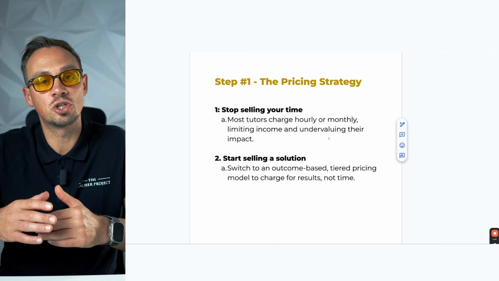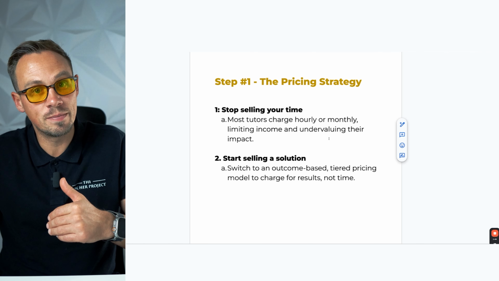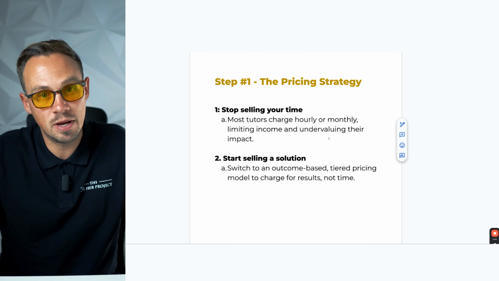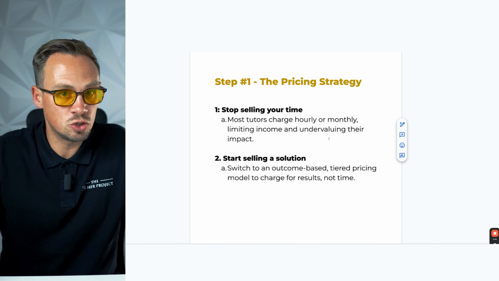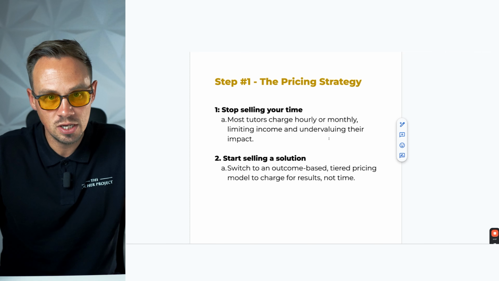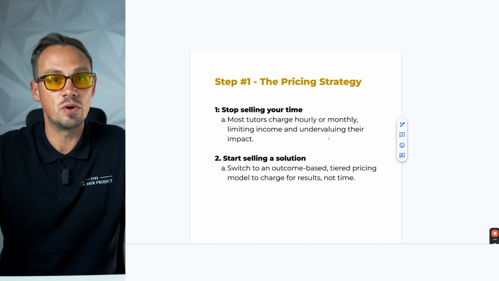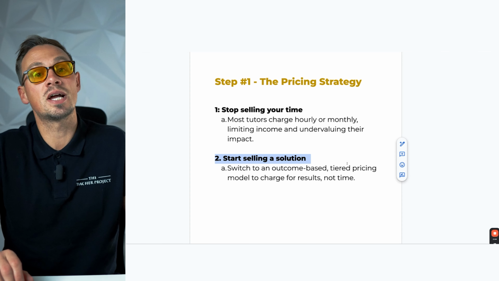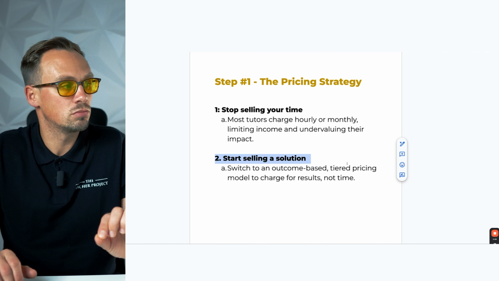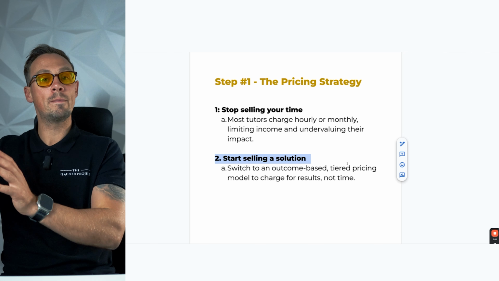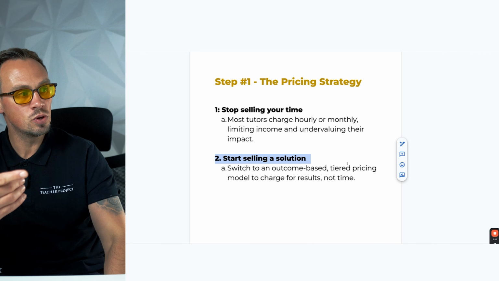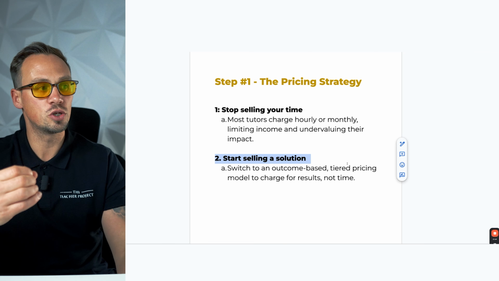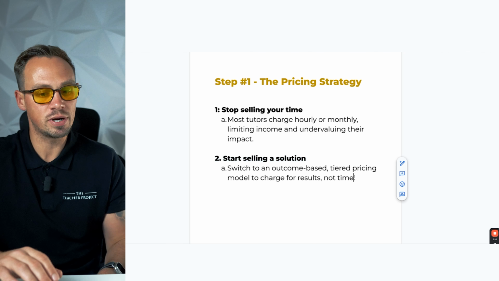Because if you were able to charge over a longer period of time, a commitment, you could service more students and you could charge a premium, meaning you get more committed students, which means you can grow your business. If your business grows, your impact's going to grow. So what you need to shift to is simply start selling a solution. Switch to an outcome-based tiered pricing model and charge for results, not the lessons, not your time. So let's break this down.